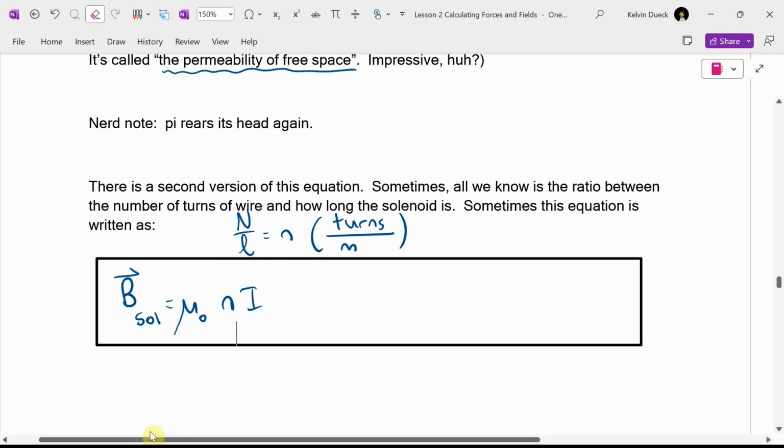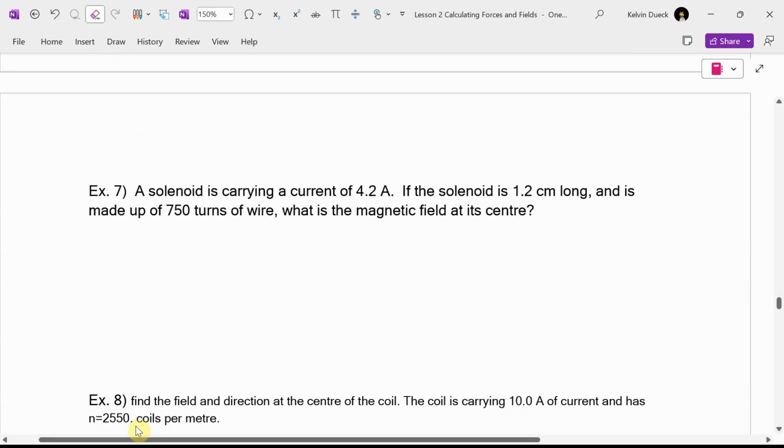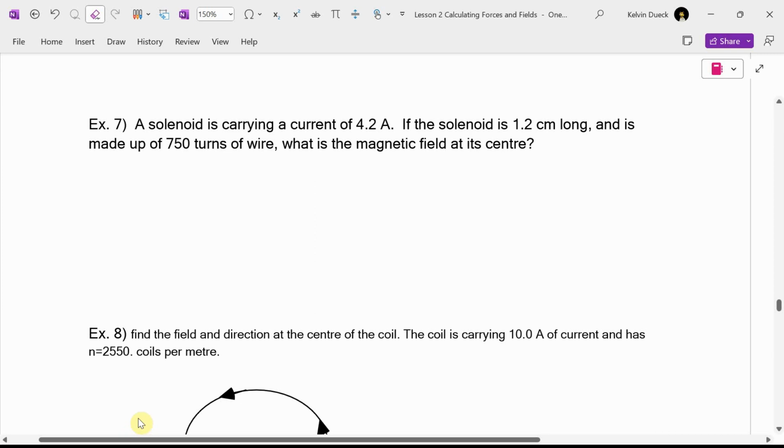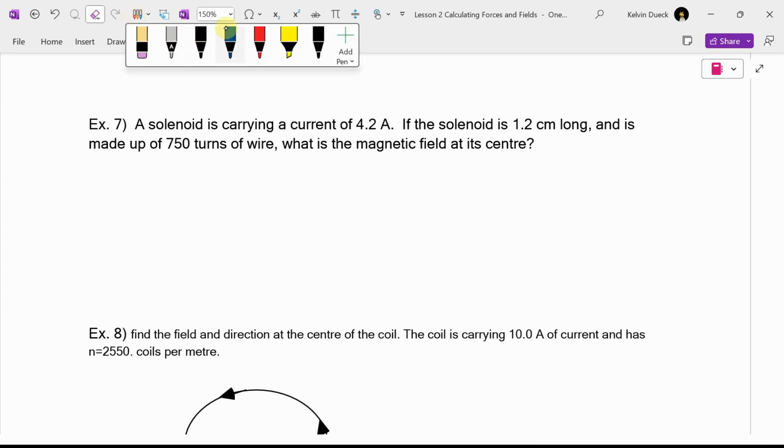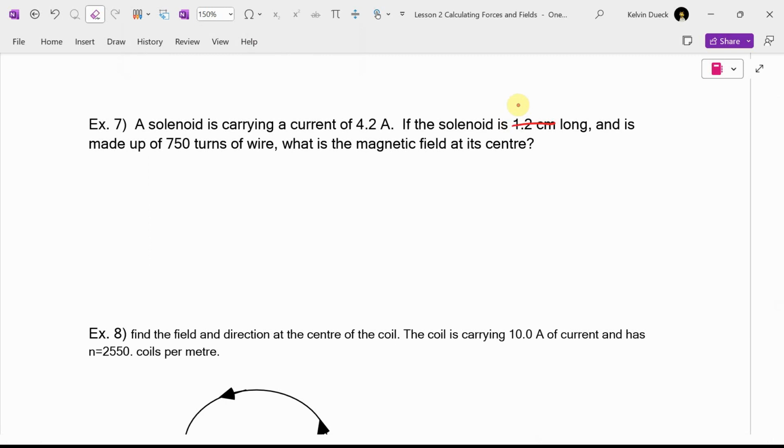We're done. Next class, we're going to look at some cool applications. But today, we're going to try some of this. Example 7. A solenoid is carrying a current of 4.2 amps. If the solenoid is 1.2 centimeters, nice try, Dueck, 0.012 meters long, and is made up of 750 turns of wire, what's the magnetic field at its center?